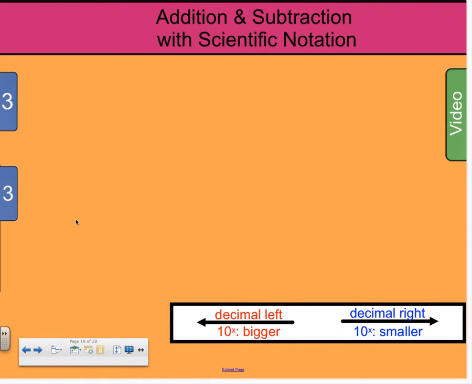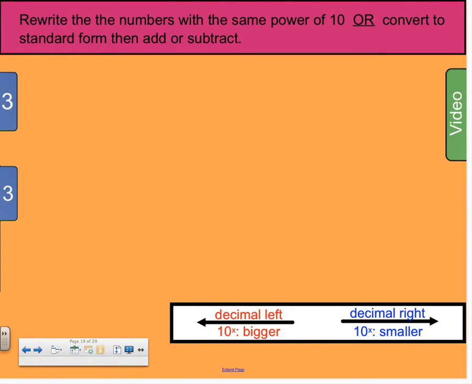Previously, we have looked at multiplying and dividing numbers that are written in scientific notation. Today, we're going to look at addition and subtraction with scientific notation. A good clue to remember is we want to rewrite the numbers with the same power of 10. So if one of the numbers is 10 to the 7th power, we want the other number to be the 10 to the 7th power.